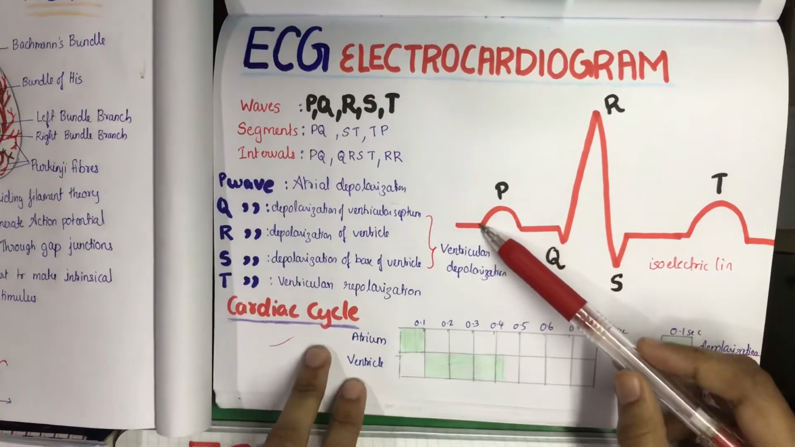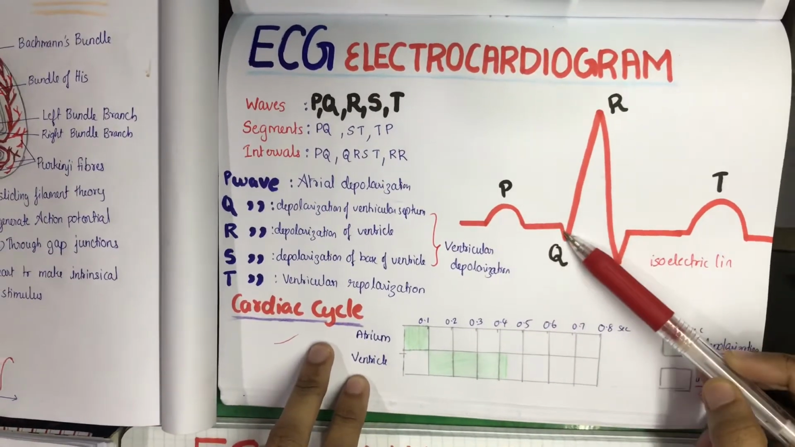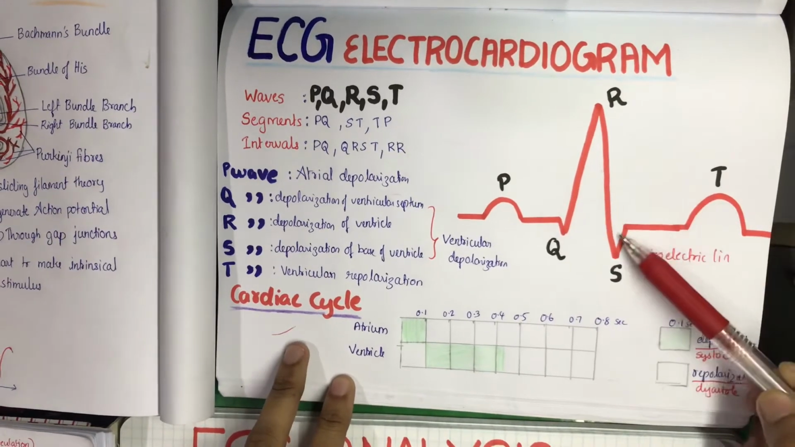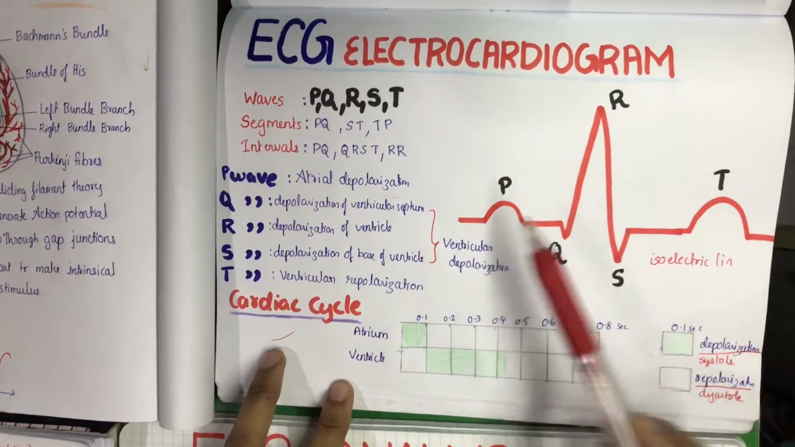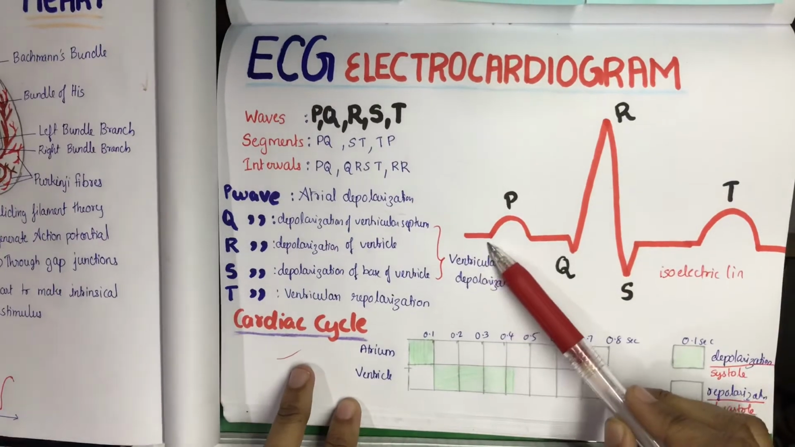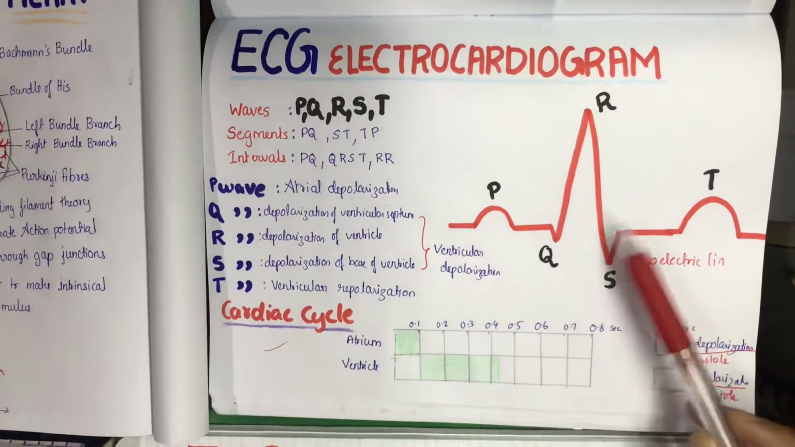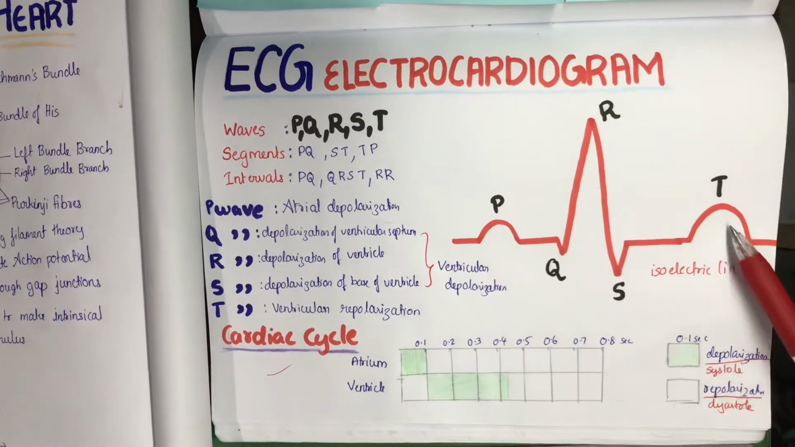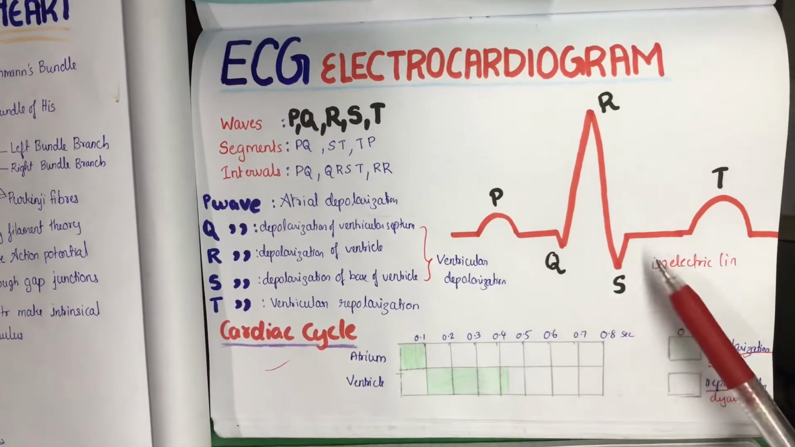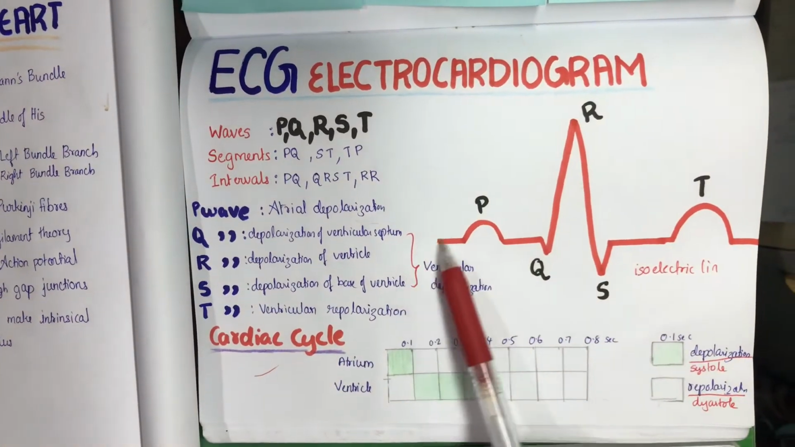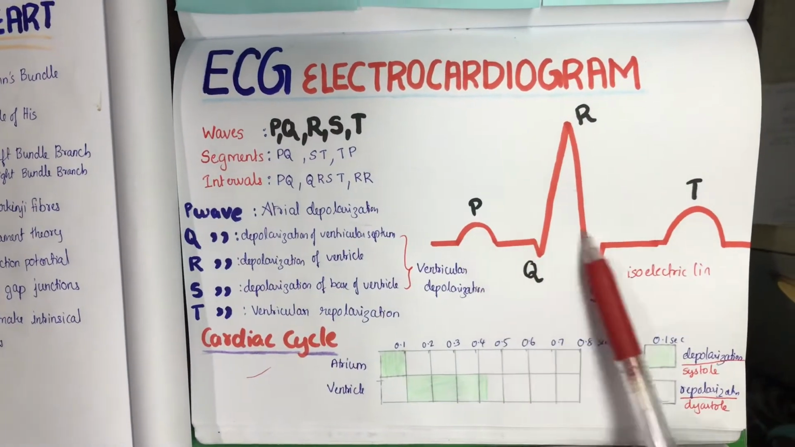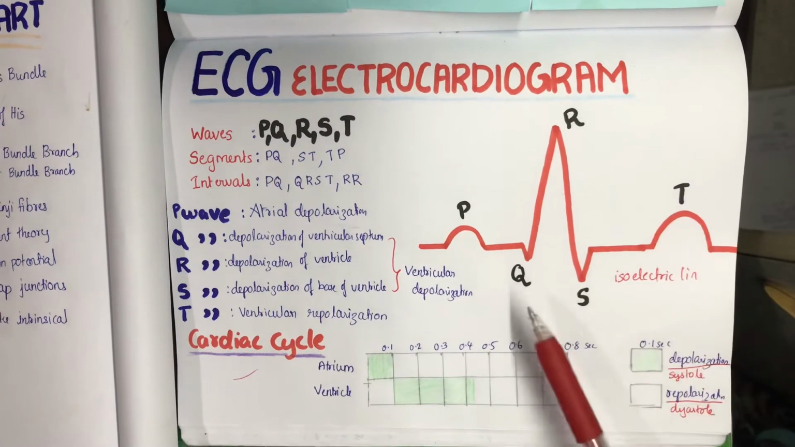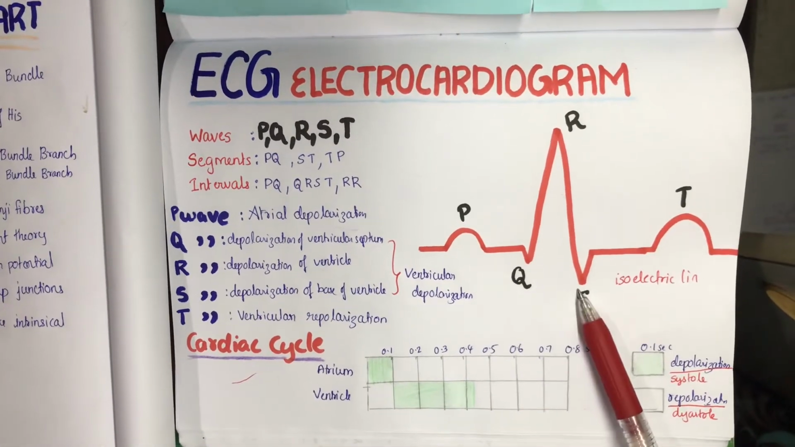And here we can see some waves. Here it is P, Q, R, S, and T. Some waves deflect upwards and some waves deflect downwards. So these waves are positive and these waves are negative. I repeat, this is the isoelectric line and these are the waves. The positive waves are P, R, and T, and the negative waves are Q and S.